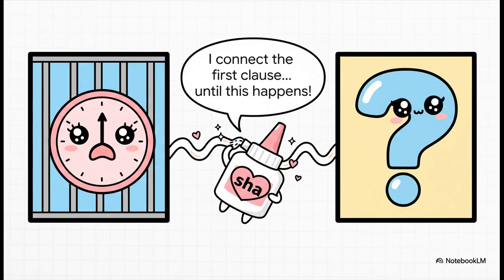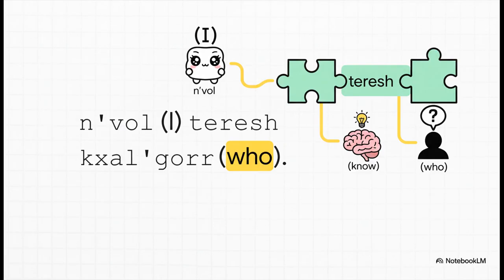So you will be detained until what? Let's find out. And here's our second, smaller clause. And val means I. Teresh is the verb to know. And kiksal gor. Remember our compounding rule? That's another one. It's kiksal for what and gor for person, which gets smashed together to mean who. So this whole back half translates to I know who.